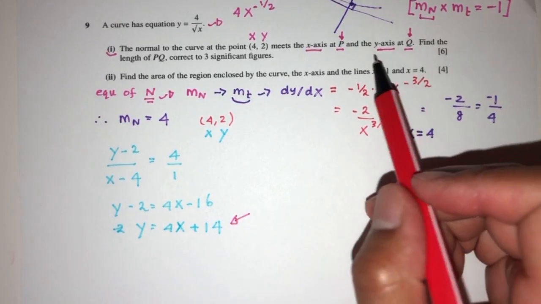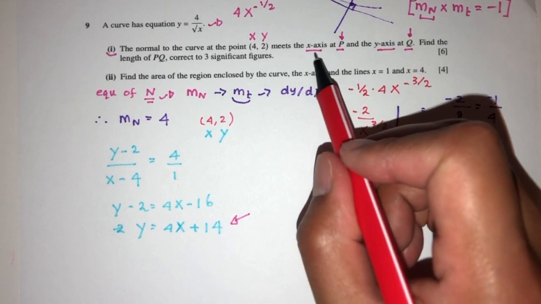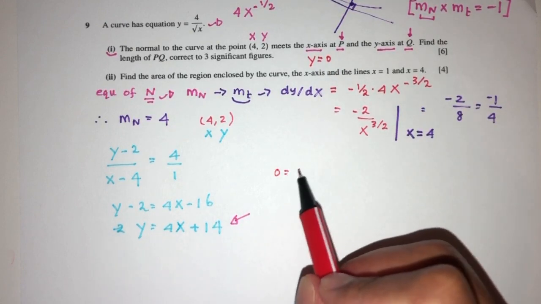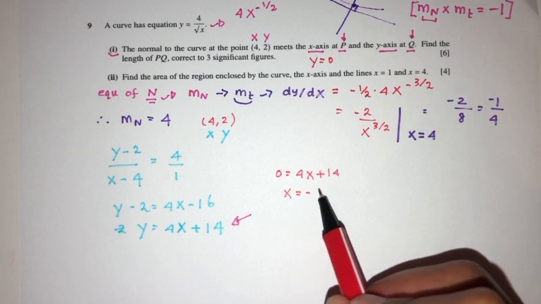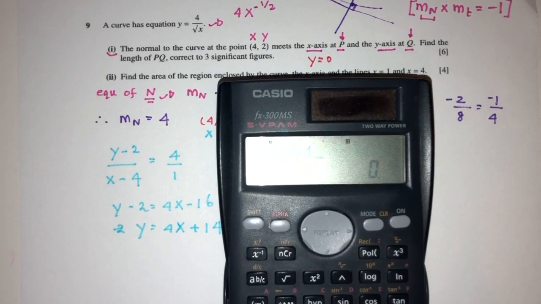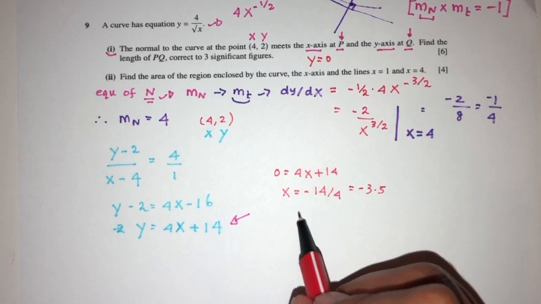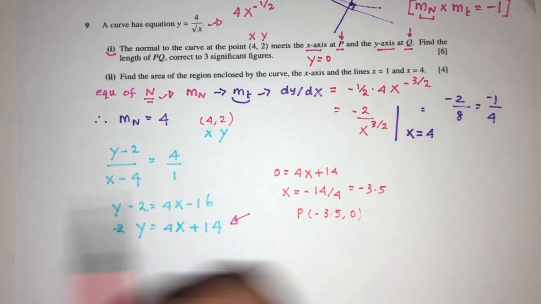Now moving on, we have to find the points P and Q. The point P is on the x-axis. We know that on the x-axis the y value has to be 0. Replace, you have 0 equals 4x minus 14, so x has to be 14 over 4. Let's see what that gives me: 3.5. So the point P has to be (3.5, 0).